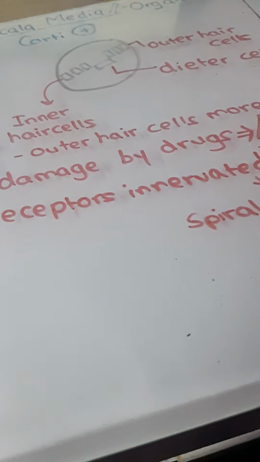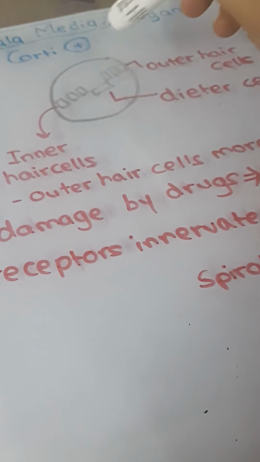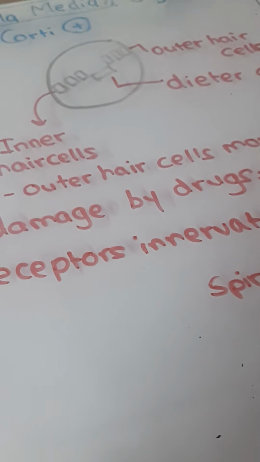Again, this term is not new. Ototoxicity. Oto means ear, so toxicity, whatever is causing toxicity in your ears. That damages your hair cells. And what will happen if your hair cells are damaged? You won't be able to hear things.